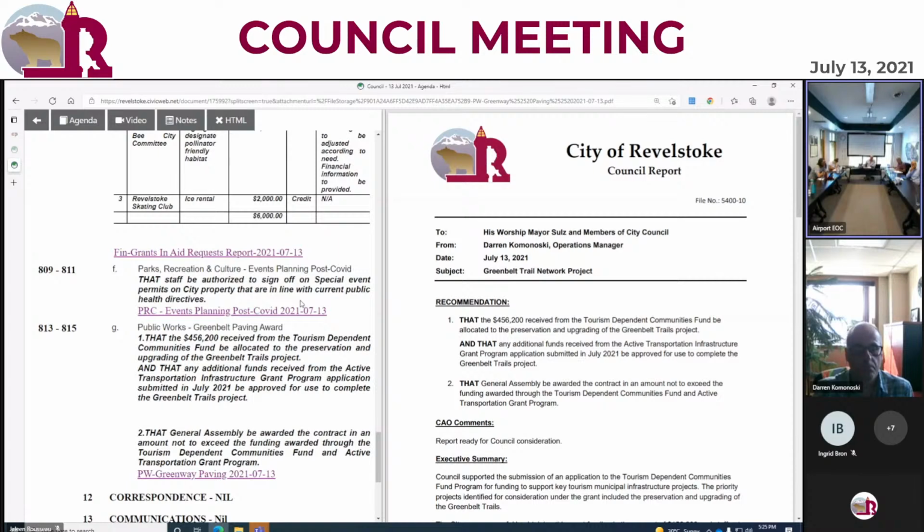Part 2. You want to put that on as well, Mr.? Sure. That General Assembly be awarded the contract in an amount not to exceed the funding awarded through the Tourism Dependent Communities Fund and Active Transportation Grant Program. Okay, second for the motion. Councilor Bartel, any further discussion on this motion? Councilor Ali. Maybe just, if Darren could add why there's so little interest in doing the job. Mr. Komanowski, any comment on that?